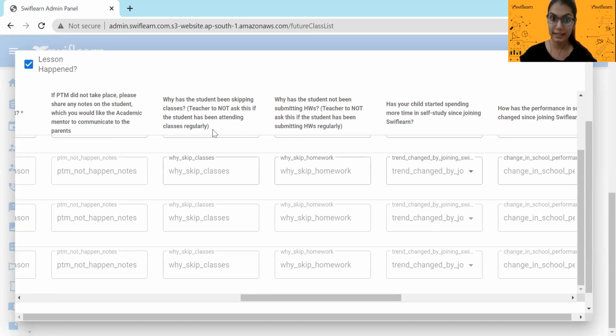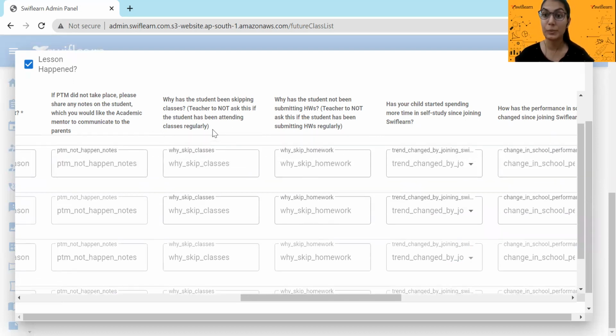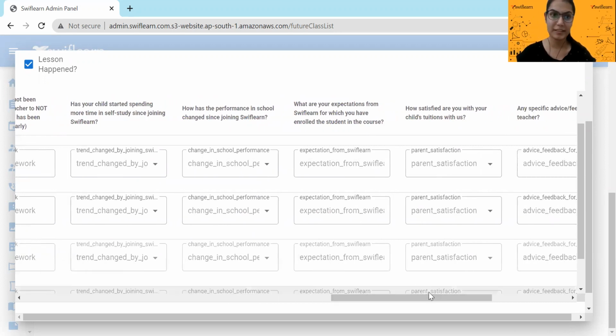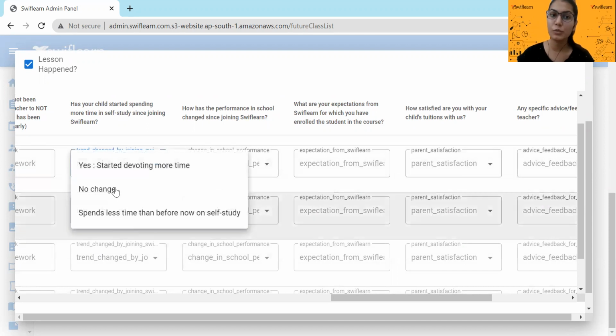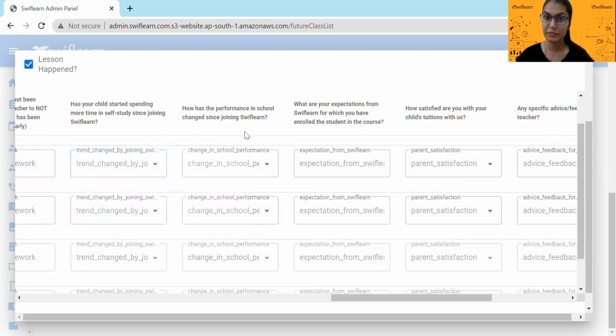And if you do feel that that's the case, kindly ask the parent why such a thing is happening. Why is a student skipping classes very regularly, and why is he or she not doing the homework? And kindly fill that in here. Apart from that, the next few questions are self-explanatory. You just simply read these out to the parents and they can answer whatever they deem fit.